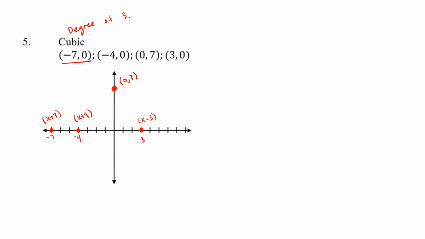Okay, with that, we can start writing our equation, and we'll figure out what we have to do with the pass-through or bouncing right here in a second. So what we can say is y equals, we have our factors of x plus 7, x plus 4, x minus 3. Again, don't forget we have to find this a value.